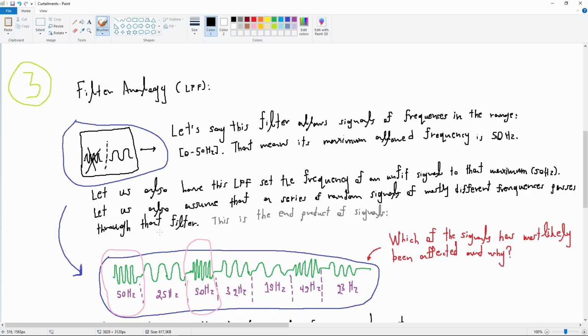So after every signal has passed through our low-pass filter, we will have these, let's say, 7 signals. Let's say 7 signals pass through the filter, and this is what we have to show for it. 7 signals, the first one of 50 Hz, the second one of 25 Hz, third one of 50, 32, 15, 49, 23. 2 of them are exactly at 50 Hz, which is our set point, our maximum allowed frequency. So if we had to guess which of these signals was most likely affected by the low-pass filter, and why?